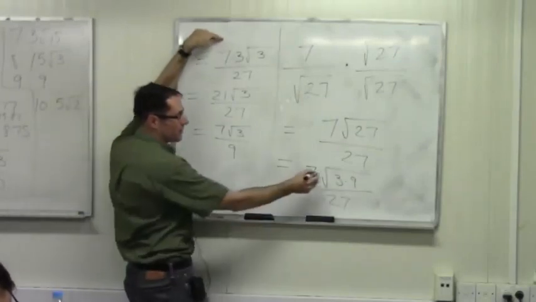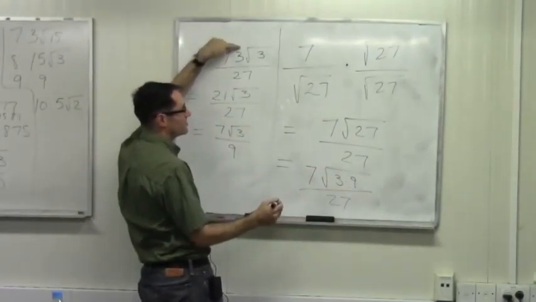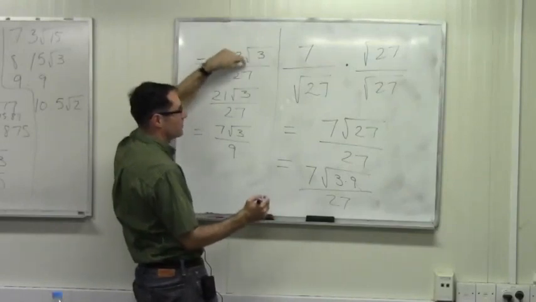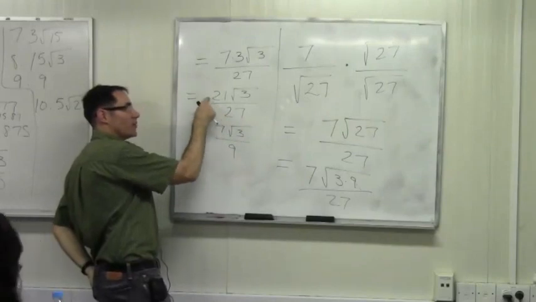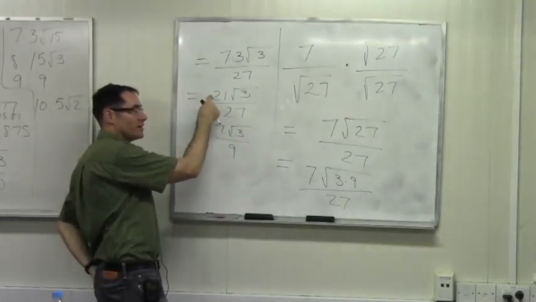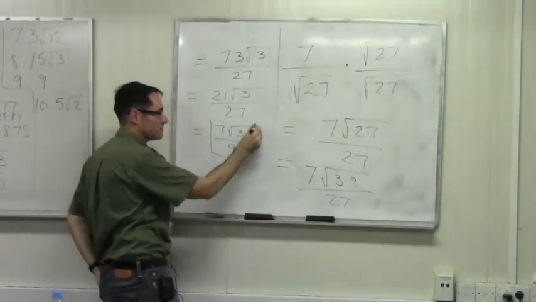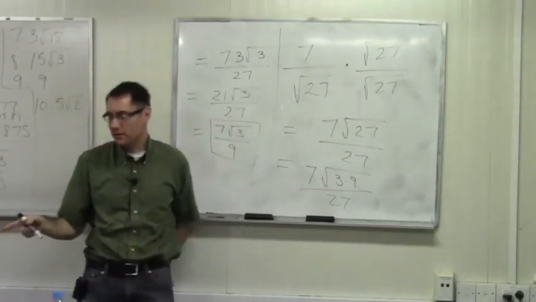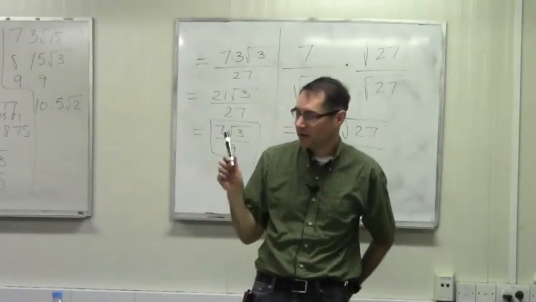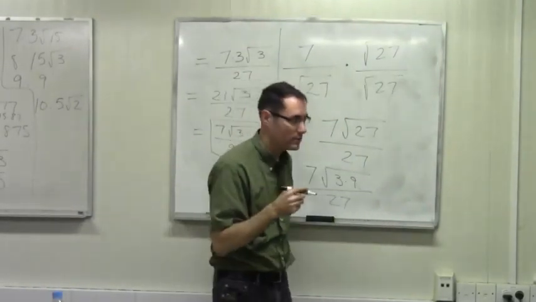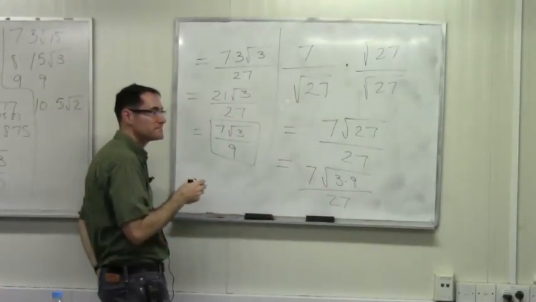7 times, I'm going to get rid of the 9 here. That becomes 3. 7 times 3 is 21. Square root of 3 divided by 27. And then I reduce 21 over 27. 3 goes into 21 7 times. 3 goes into 27 9 times. There's the answer. There are other ways to do it. Like Chad said, there's a slightly different way to do it, but you've got to make sure to do it properly if you do.